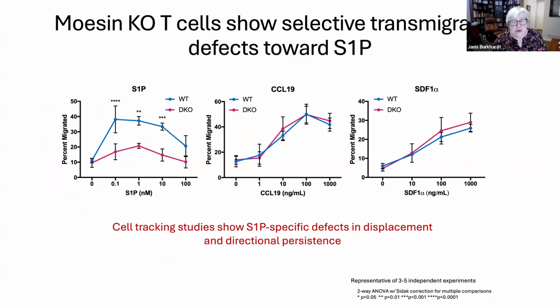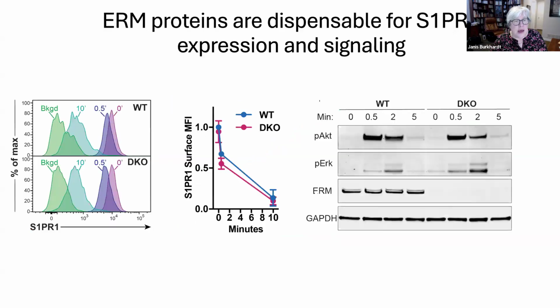So Tanner found that these cells, again, they have defects in displacement and directional persistence. This is clearly a defective motile response to S1P, and he set about trying to understand how that worked. And he could show that these knockout cells have perfectly fine levels of receptor on their surface, and when you give them ligand, they downregulate that receptor perfectly well. That's shown in this plot here.